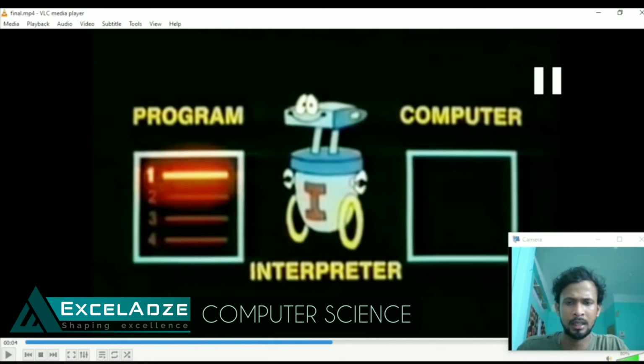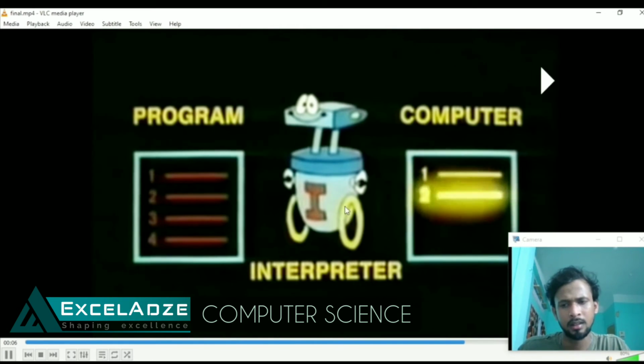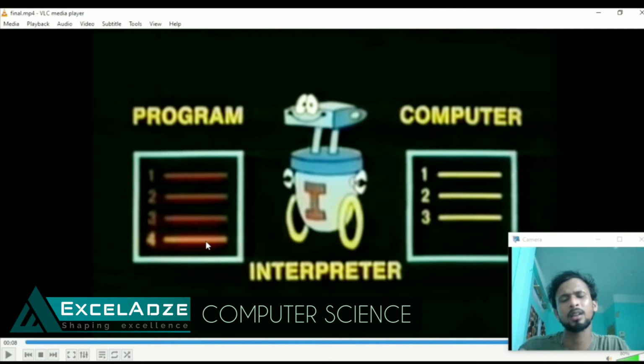Now let us talk about the interpreter. This is the interpreter. Interpreter is also the same, but the difference is what? It will take the first line, convert it first. It will take the second line, then convert it. It will take the third line and again convert it. And it will take the fourth line and so on and so forth. It will convert all the instructions line by line.